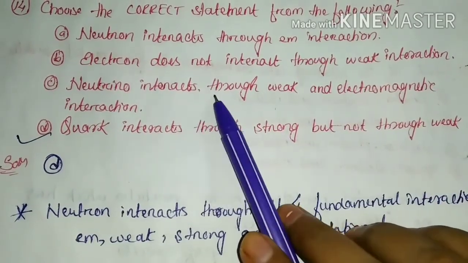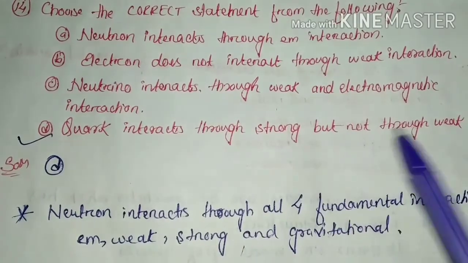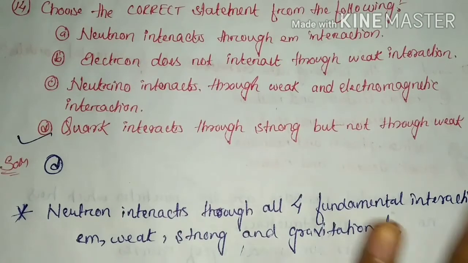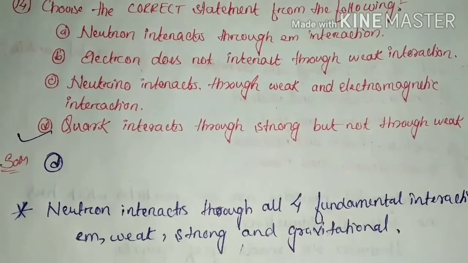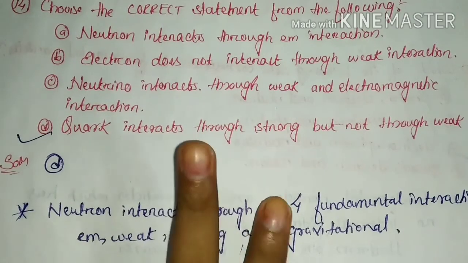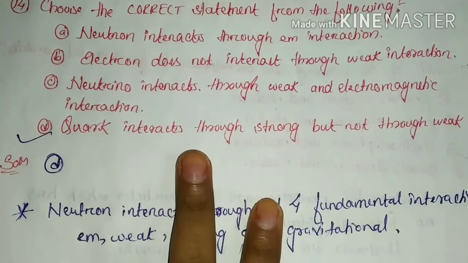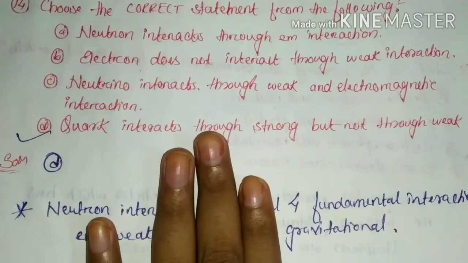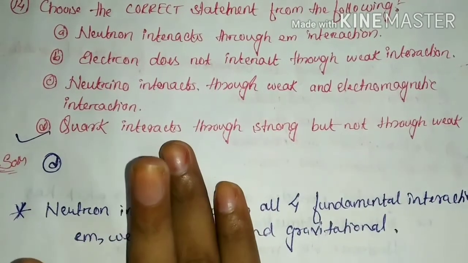Next is neutrino interacts through weak and electromagnetic interaction. No, neutrinos interact only via weak interaction. The quarks interact through strong, but not through weak. Quarks interact through strong but not weak. The fourth one is the correct option.